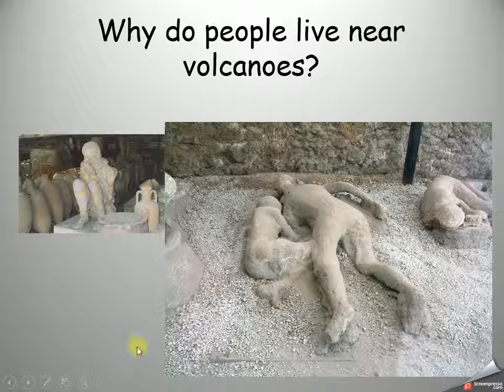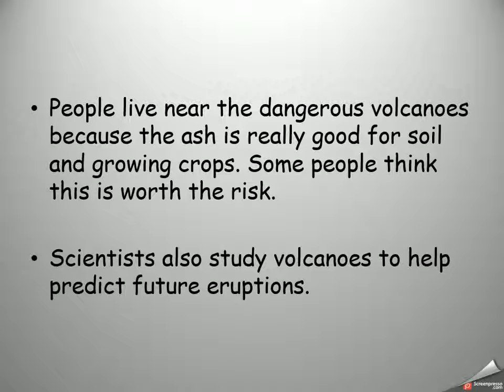So why do people live near the volcanoes even though they're really dangerous? Well, because the ash is actually really good for the soil and growing crops. So any land near a volcano is really prime farming land because the crops will grow so well. So why do people live near it? Well, they can grow their crops.